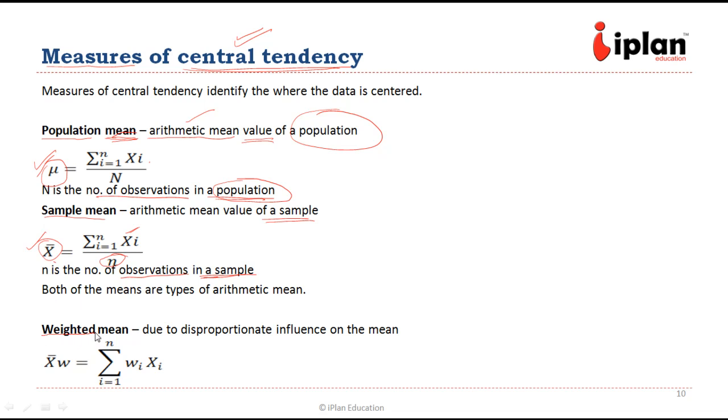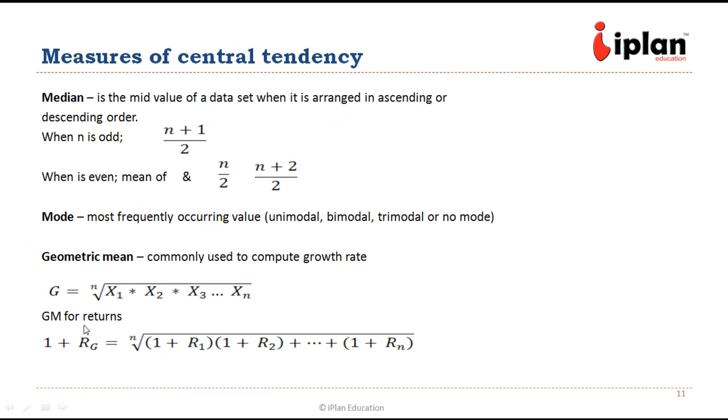Finally, we have weighted mean. When we have disproportionate influence of different values, we assign these weights, multiply the corresponding values with their weights, and then add them up. Finally, we get the weighted mean. Now let us look at the other measures of central tendency, such as median.